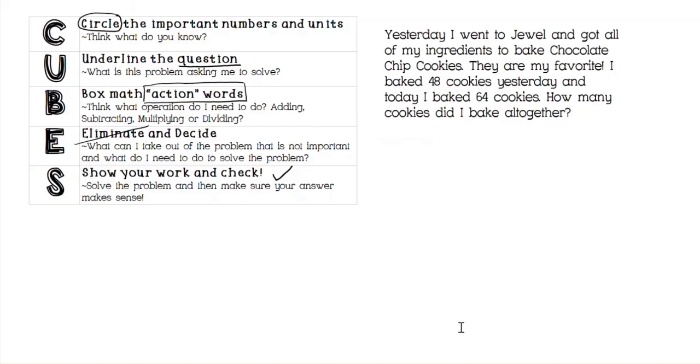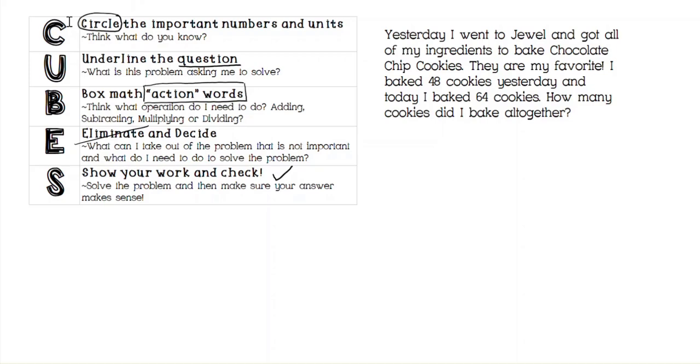Boys and girls, today we're going to use CUBES to solve word problems. We're trying to make word problems as easy as they can be, because sometimes they can be super tricky. Remember that C represents circling the important numbers and units, U represents underlining the question, B represents boxing the math action words, E is eliminate and decide what to do, and S is show your work and check.